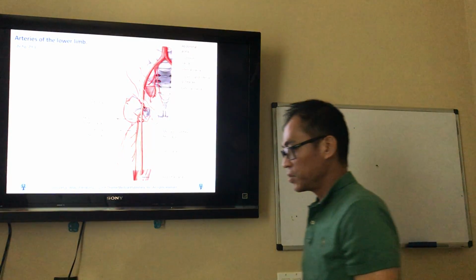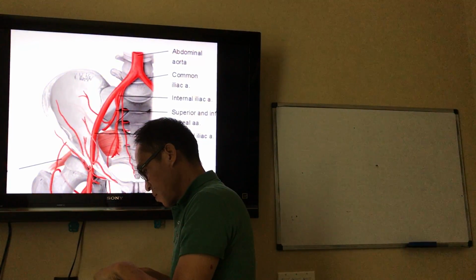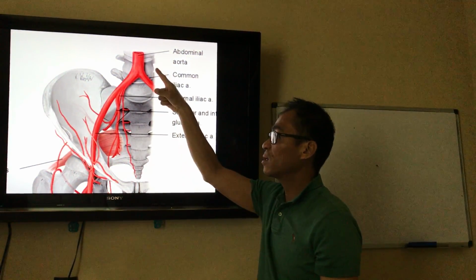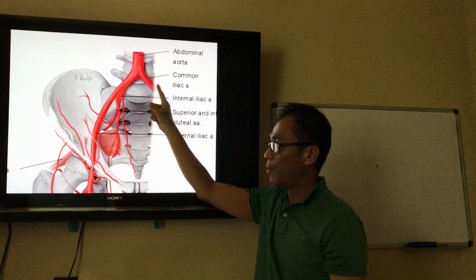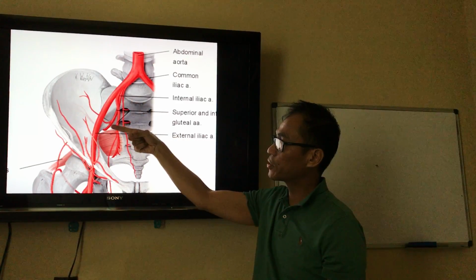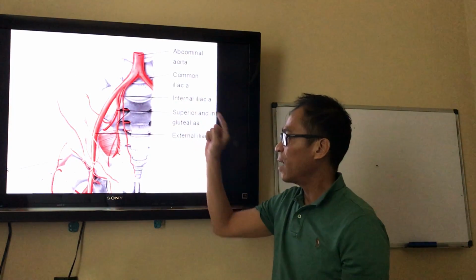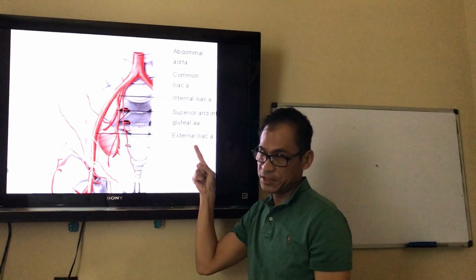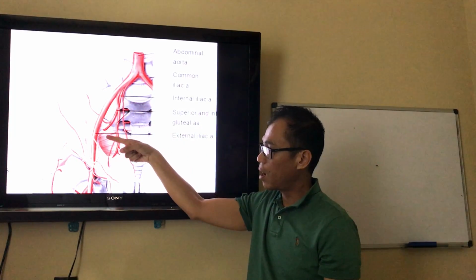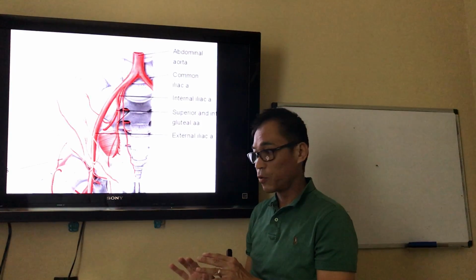Little review. Zoom in up on abdominal aorta. Abdominal aorta branches into the common iliac arteries. Again, here it branches into the external and internal iliac arteries as discussed. The external iliac artery will exit, and it will continue on as the femoral artery.